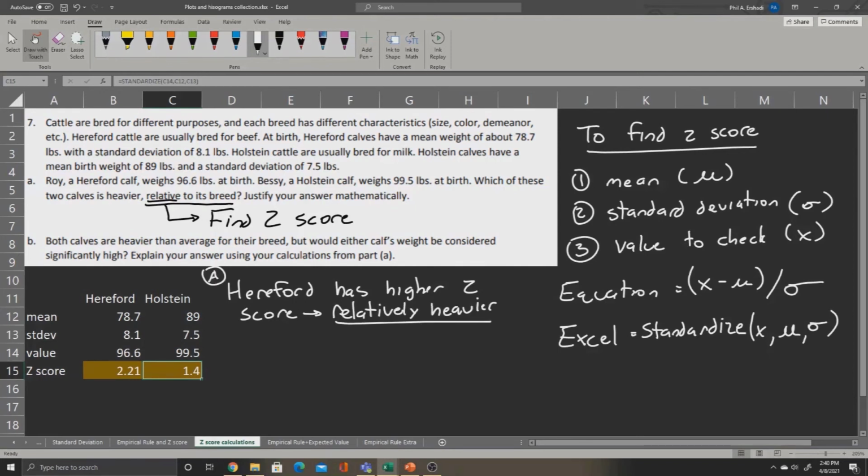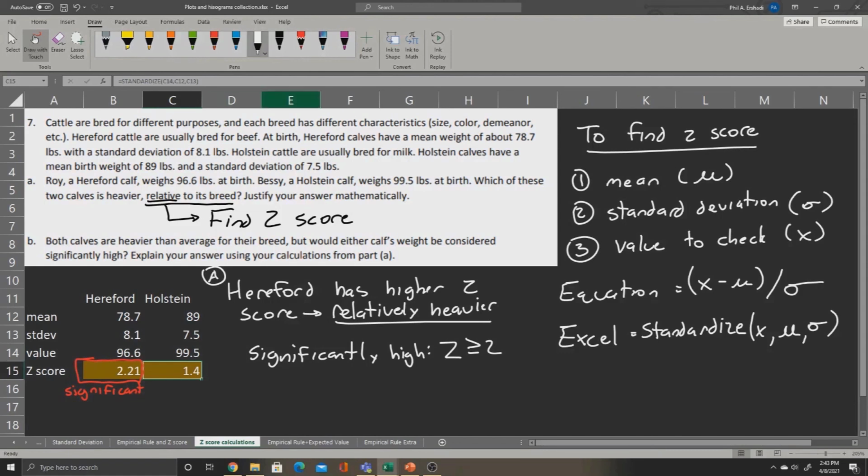In Part B, it says that both calves are heavier than average for their breed, but would either calf's weight be considered significantly high? Significantly high values are any values that have a z-score greater than or equal to 2. Now, our Hereford has a z-score that is 2.21, we can say its weight is significantly high and much greater than average. Our Holstein is only at 1.4. They would not be significantly high even though they are more than the average.